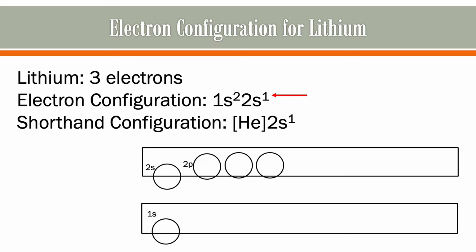Notice that the electron configuration for lithium starts with 1s2. This is the same configuration as helium. For the shorthand configuration, we'll write helium in brackets, followed by 2s1. For the diagram, we'll put the first 2 electrons in the 1s orbital with opposite spins, then add the third electron in the 2s orbital.